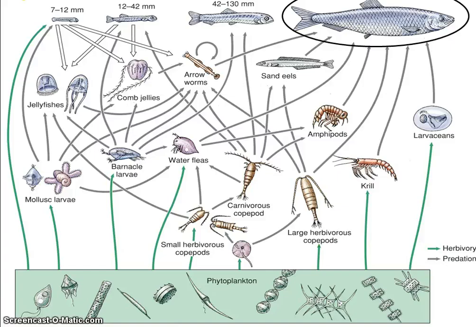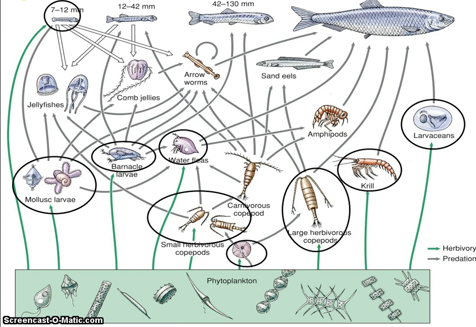What about your primary consumers, your first level consumers? Well, they would be the things that eat phytoplankton. In this case, larvaceans, krill, large and small herbivorous copepods, water fleas, barnacle larvae, mollusk larvae. All of these would be your primary consumers. All of these would be the things that are the first trophic level that actually eats in the food web. Second trophic level, because primary producers, the phytoplankton, are your first, but they're the first trophic level that actually eats.